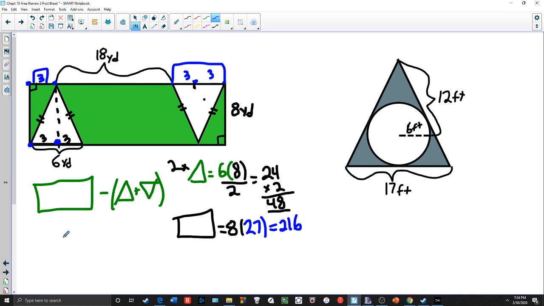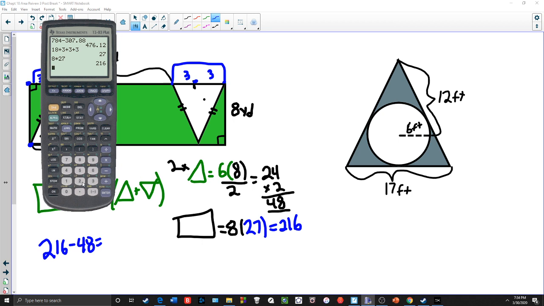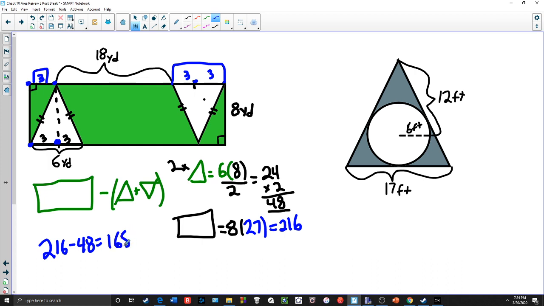So last little bit here is I take my 216, which is the area of the rectangle, minus 48, which is the area of both triangles, to get the area of just the shaded region. So 216 minus 48, which gives me 168. So again, the shapes you know how to deal with, just a little bit of prep work and making sure you know all the segments and stuff before you go ahead and try to solve the areas of them.